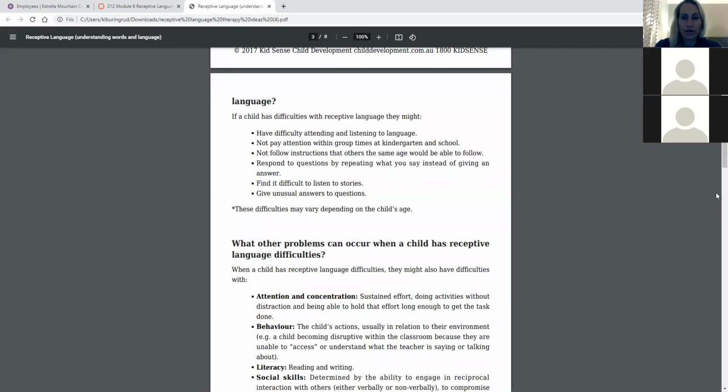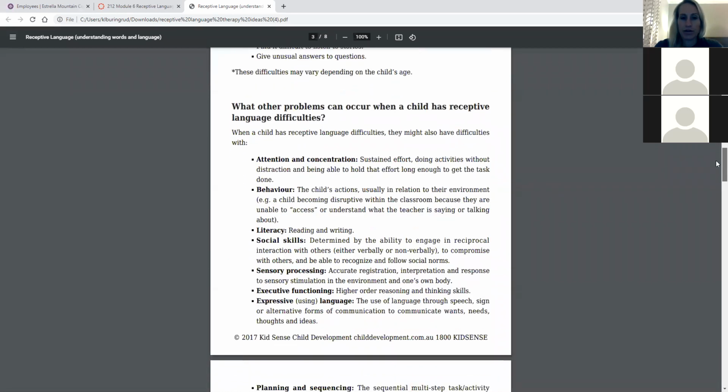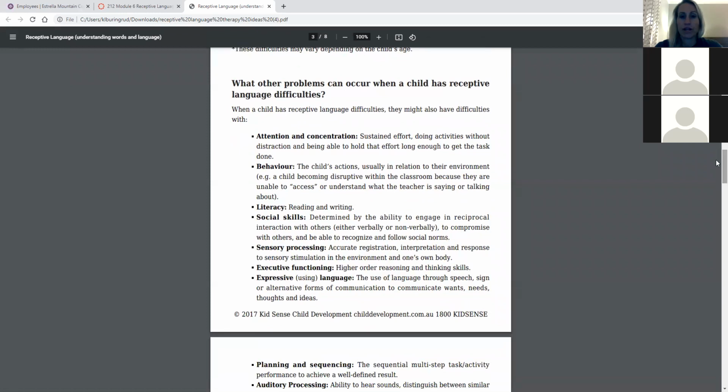Other things that we see, poor receptive language skills oftentimes lead to challenges with other issues, especially when we look at executive functioning, processing of any kind. To me, processing just means your neurocognition. You're taking in the environment, the language, the stimuli. So processing to me equals cognition in many different ways. And then social skills and literacy. And behavior for sure.